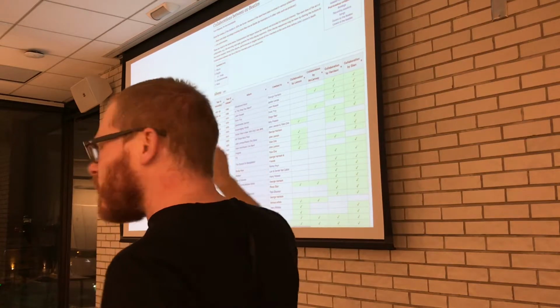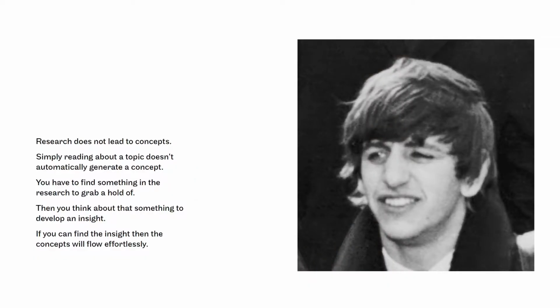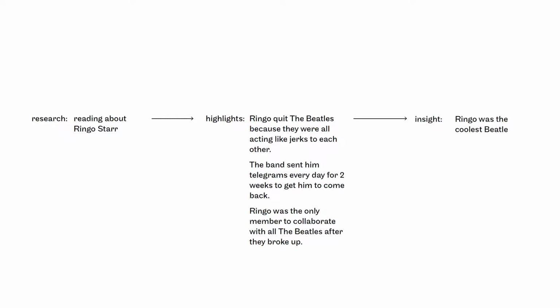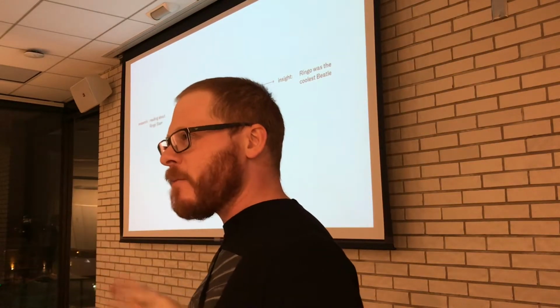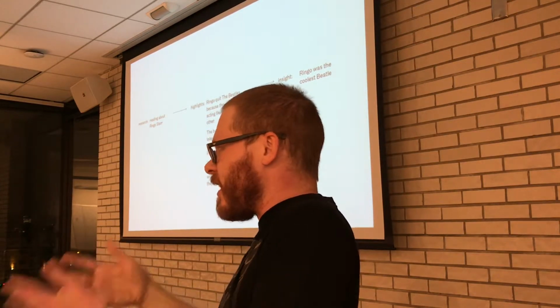And if I think about those two facts, maybe I have an insight. And if I have the insight, the ideas are gonna flow out of it. So let me show you what I mean. Research, reading about Ringo Starr, highlights: quits the Beatles because they're jerks to each other. Not to him, just to each other. Band sent him telegrams every day for 2 weeks to come back. Ringo's the only member to collaborate with all Beatles after they broke up. Insight: Ringo was the coolest Beatle. That's the insight, right? Him quitting the band is not an insight, it's simply a fact. I have to have an opinion or a thesis about it.